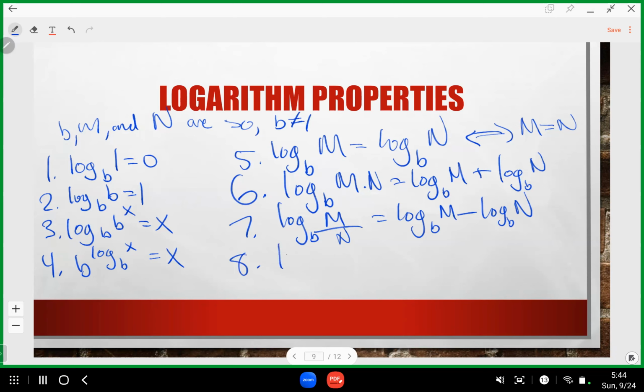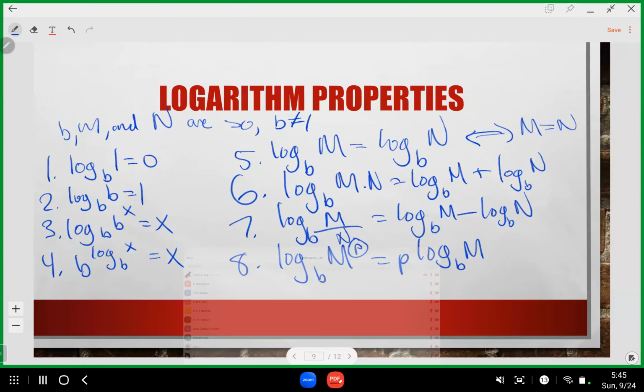And lastly, this is also good for simplifying. Log base b of m to the p power is equal to p log base b of m. So what you can do is you can take this exponent and you can move it outside of the log. So these are all the properties. I'm going to give you like 1 minute to write these down because these are very important. So make sure you know how to do these.